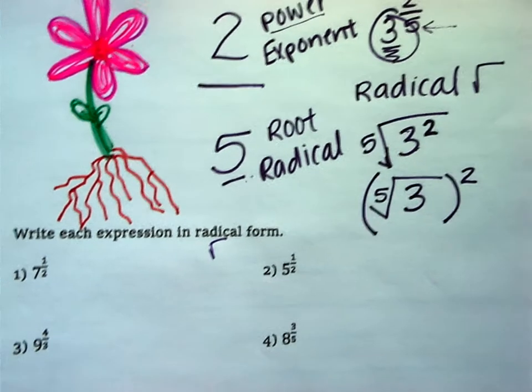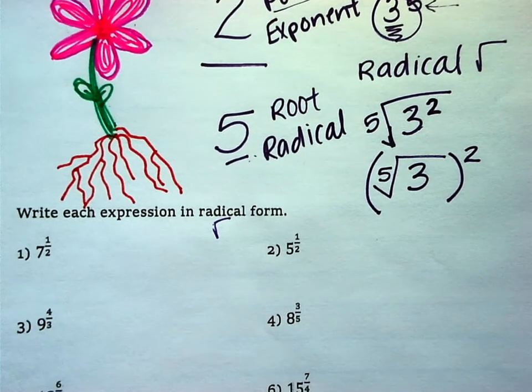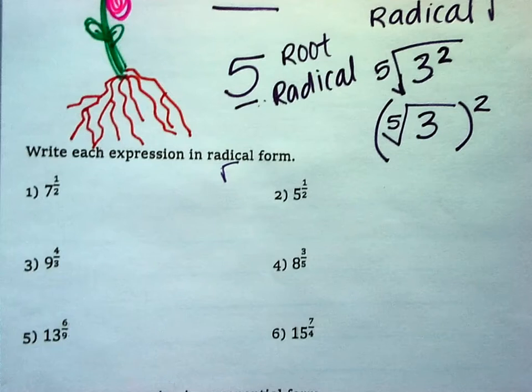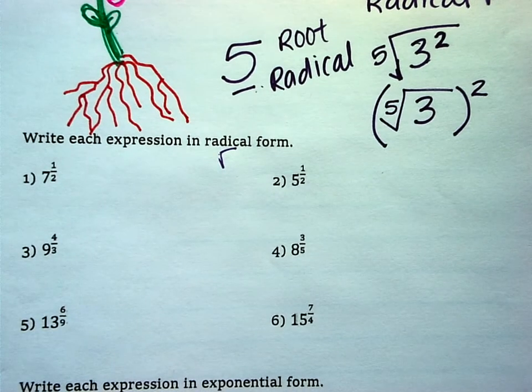Okay. I will do the odds. You will do the evens. The odds and evens are very similar. So number 1 and number 2 are similar. Number 3 and 4, and so on. So let's get started.